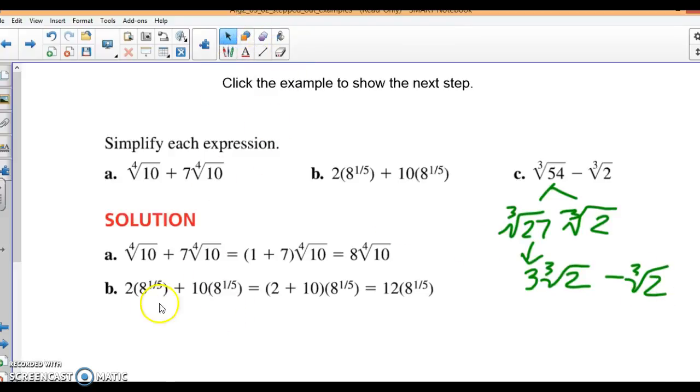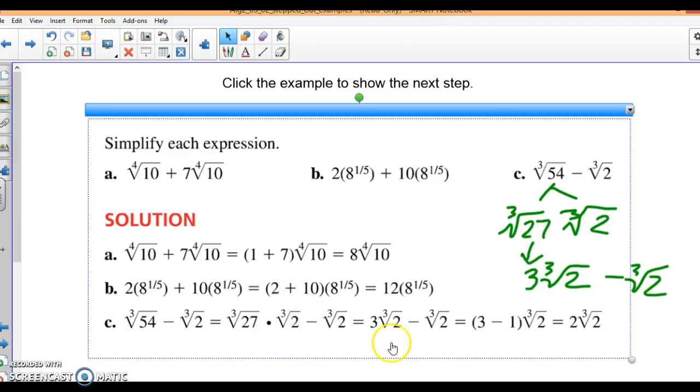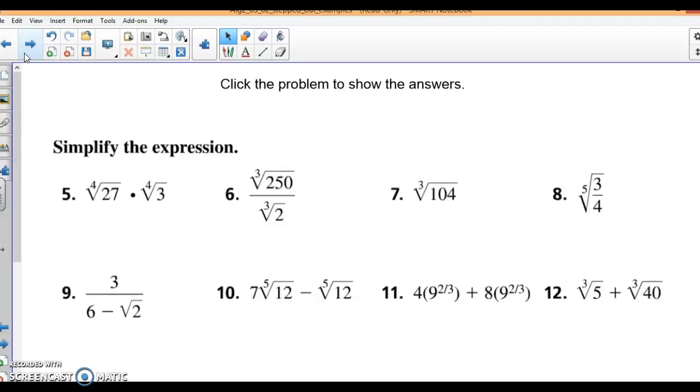So here's where I can just simplify and continue to move on. Right, so they just showed these steps in a different order, but we did the same exact thing. Okay, so I want you to take a minute and solve these problems right here on your own paper.